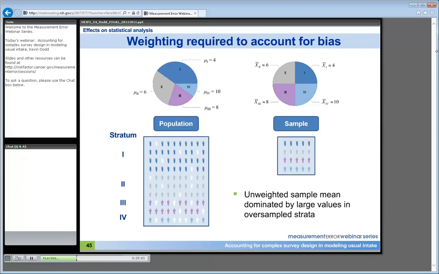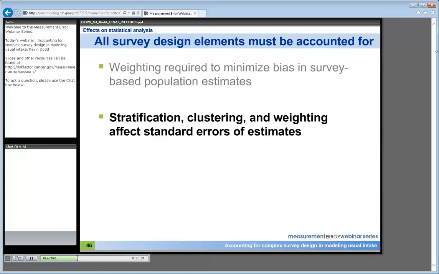However, if we just take the unweighted sample mean, we're going to get a biased estimate of the population mean because our estimate will be dominated by the large values in the oversampled strata. I didn't actually show it on the slide, but here the population mean under this scenario is 6, but the unweighted sample mean would tend to average about 7, which is about a 16% overestimate. So I'll show you a real-life example of this a little bit later from NHANES, and you'll see this bias issue come up again.